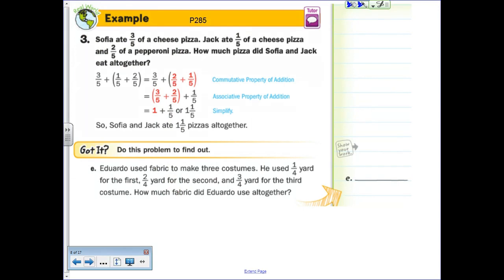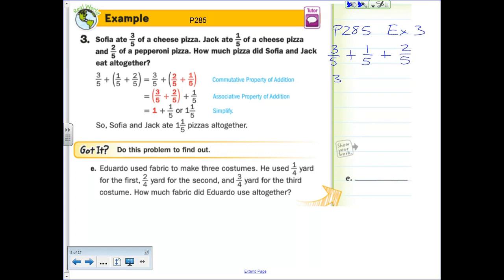All right, let's take a look at page 285 at example 3. It says, Sophia ate 3/5 of a cheese pizza. Jack ate 1/5 of a cheese pizza and 2/5 of a pepperoni pizza. How much pizza did Sophia and Jack eat all together? Well, we can add up together 3/5 plus 1/5 plus 2/5.